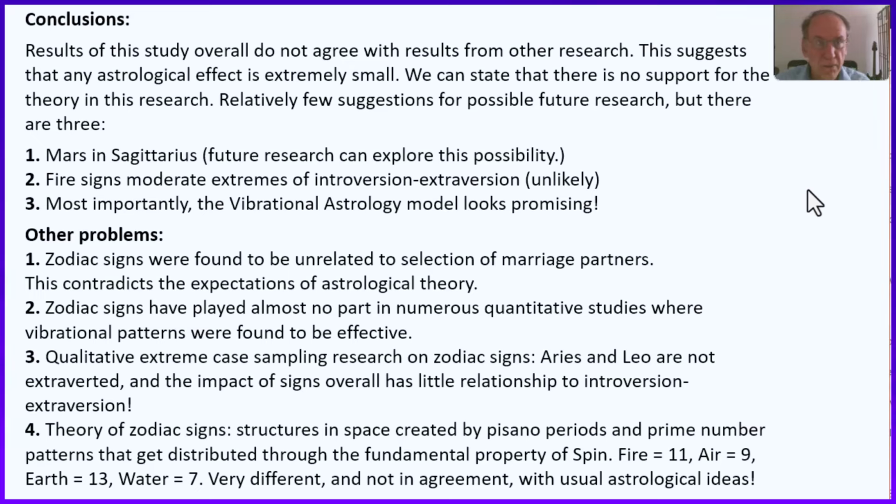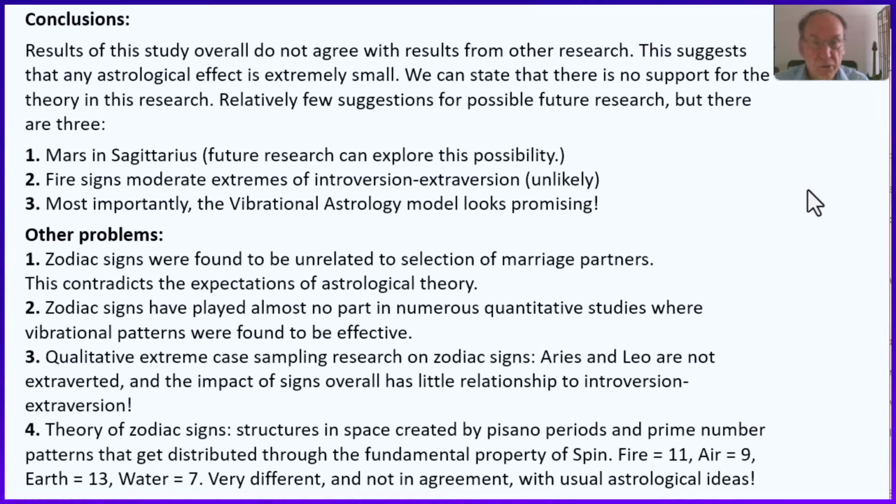Vibrational patterns, strong confidence, some strong indications they work. We can never find zodiac signs to work. Number 3 is very important, and it has not gotten a lot of attention from the research journals because it's qualitative. Sometimes qualitative research gets overlooked because there's no number and there's no facts and figures. But we did extensive qualitative research on zodiac signs, extreme case sampling.